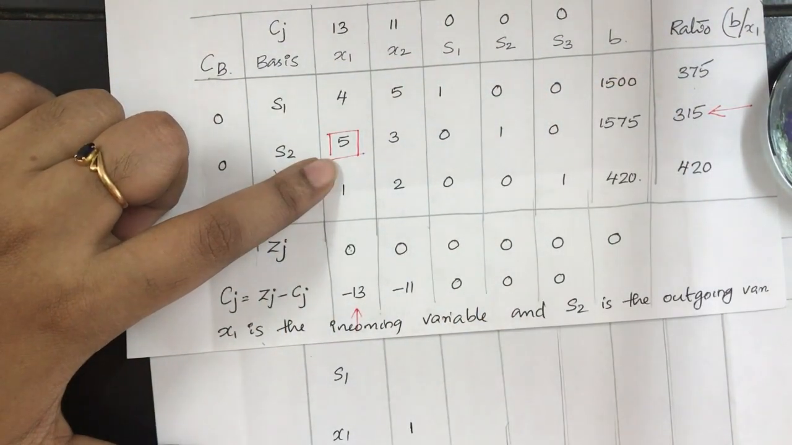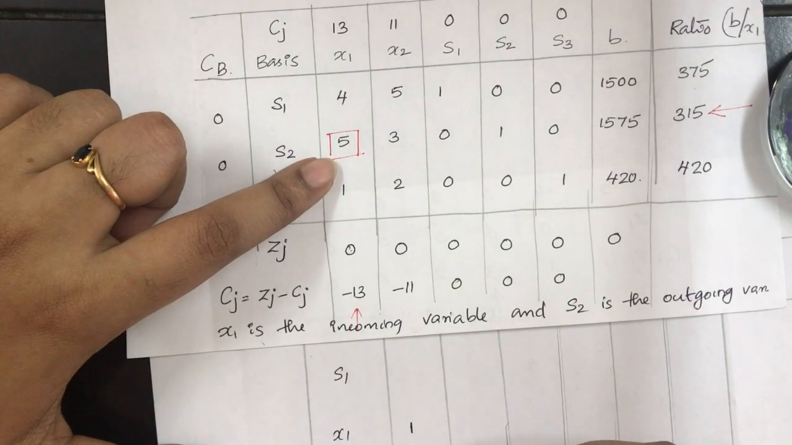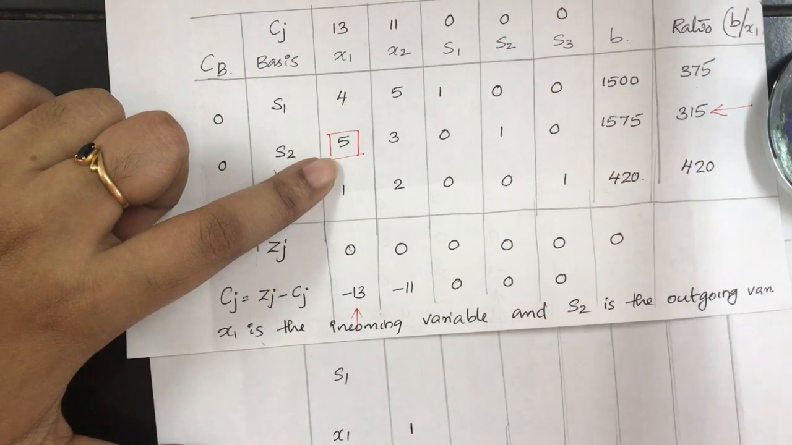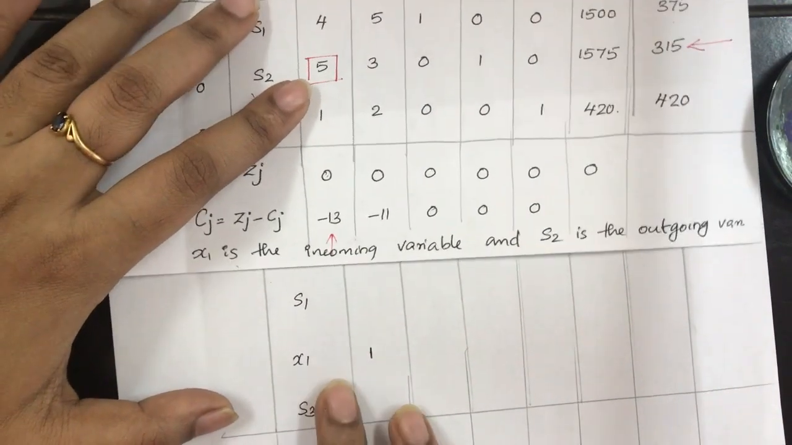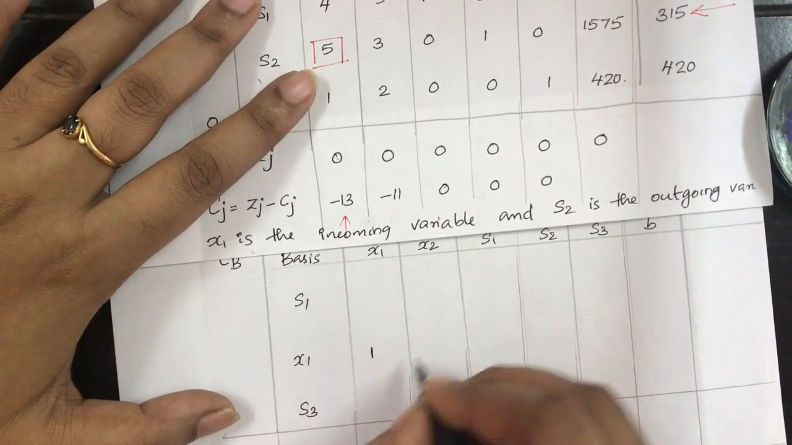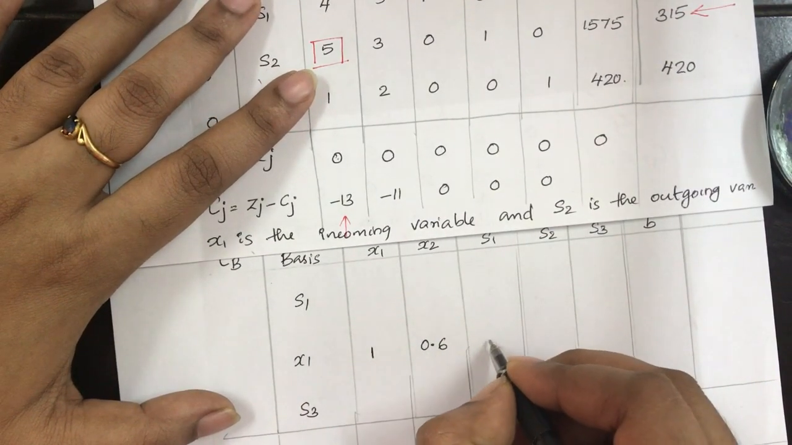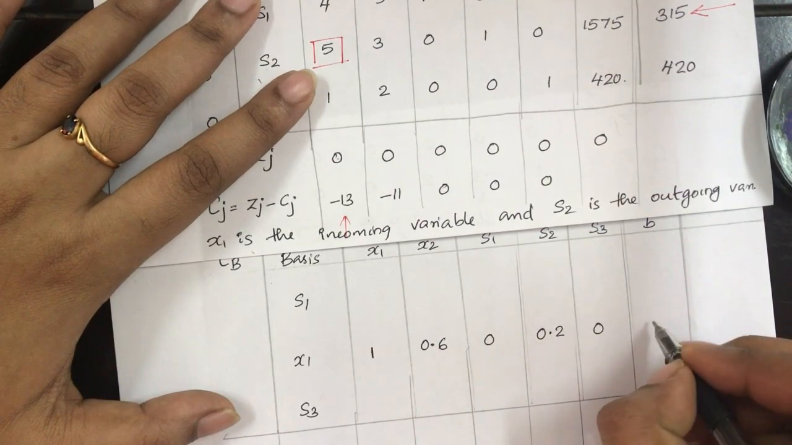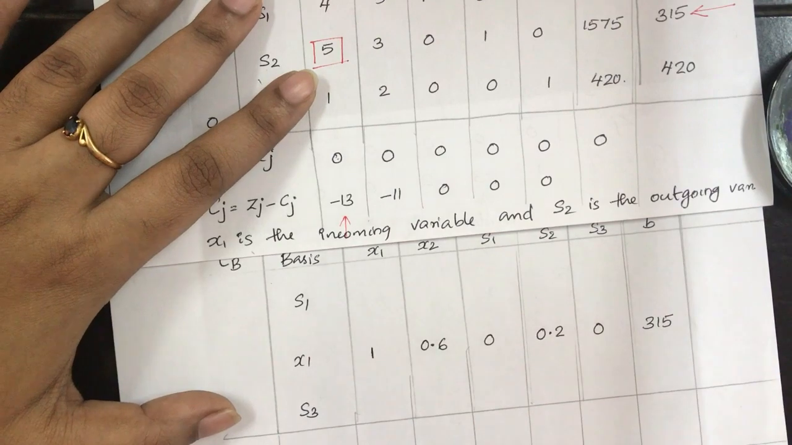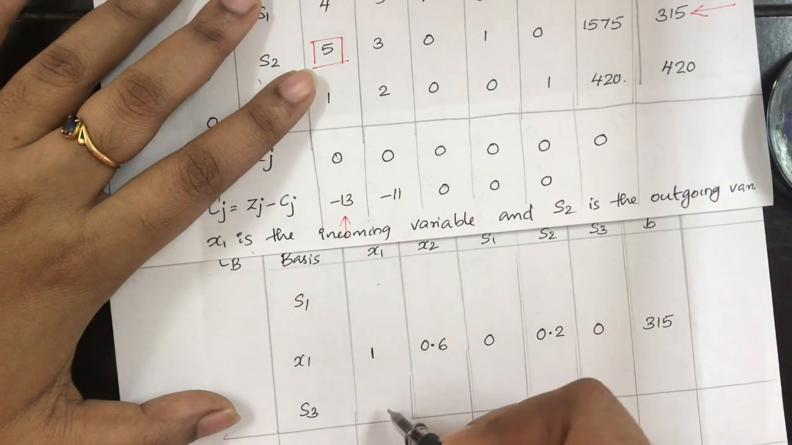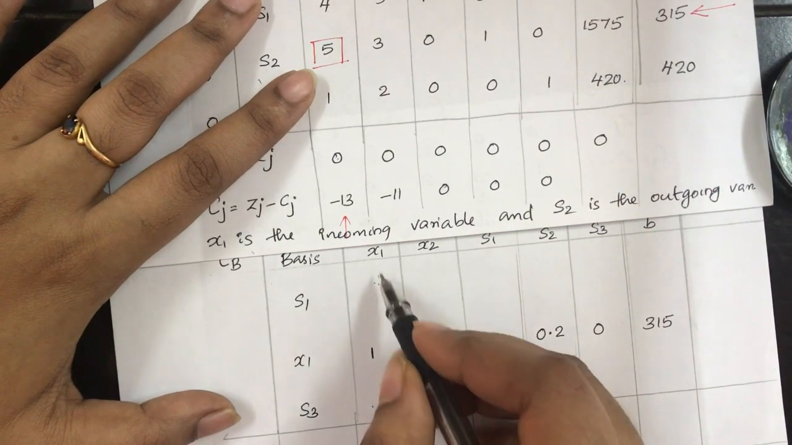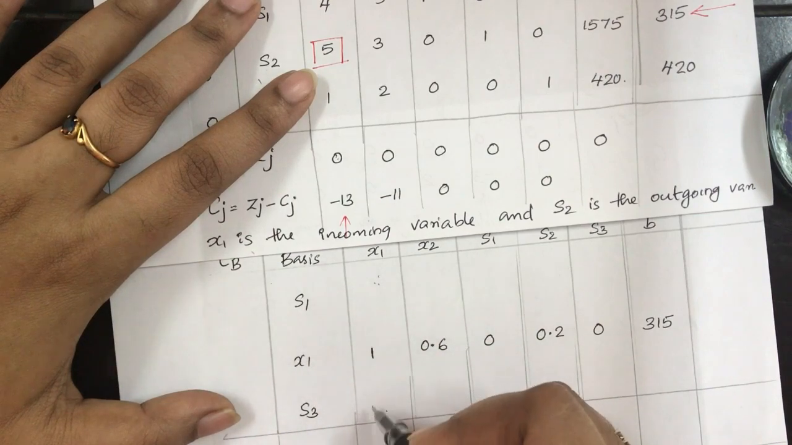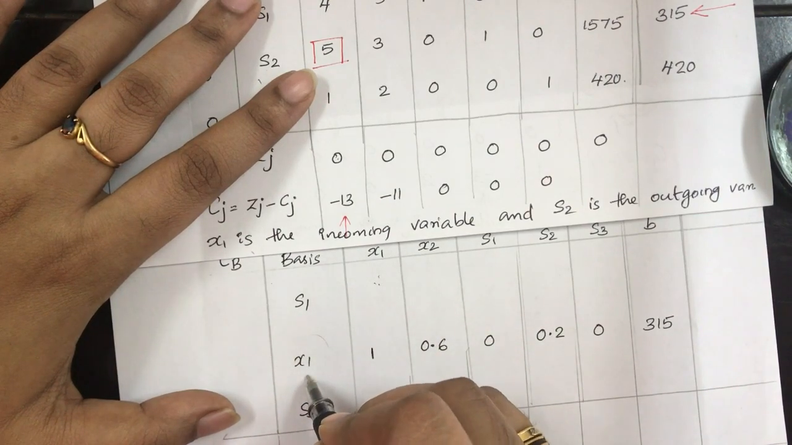So our new value will be, here instead of fraction I am using decimal value. You can use either fraction or decimal, whichever is comfortable for you. Okay. So the row value becomes 1.6, 0, 0.2, 0, 350. Then this value and this value should be 0 because we need to make x1 a unit vector since x1 comes in the basis.